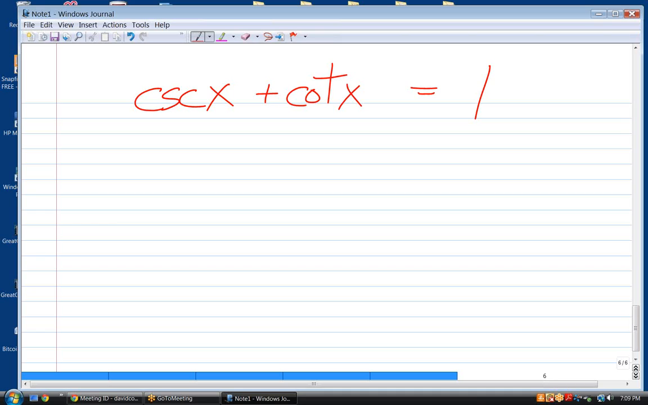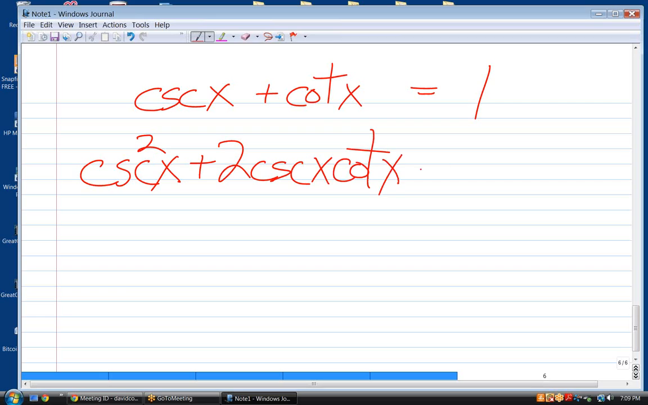Could square both sides. Yeah, let's do that. Not sure this is the fastest way to solve it, but I can at least see the light from this solution. I've squared both sides.